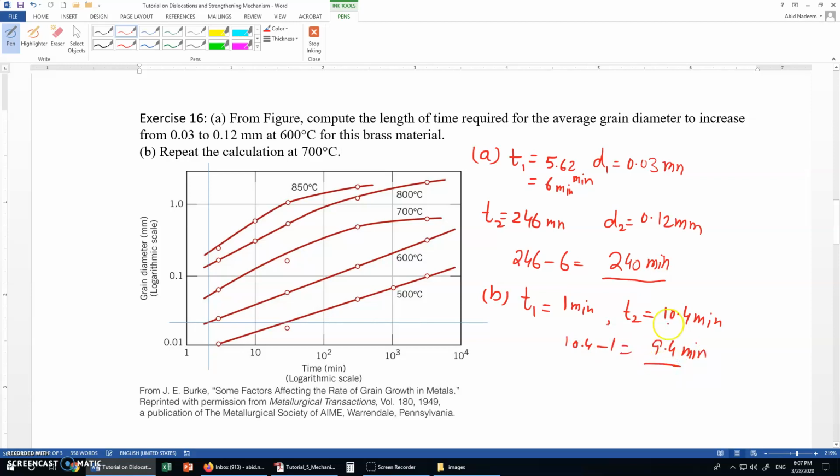As you can see, there is a very big difference between these two times at different temperatures. This is for 600 degrees centigrade, and this is for 700 degrees centigrade. So at elevated temperatures the grain growth also accelerates quite a lot.